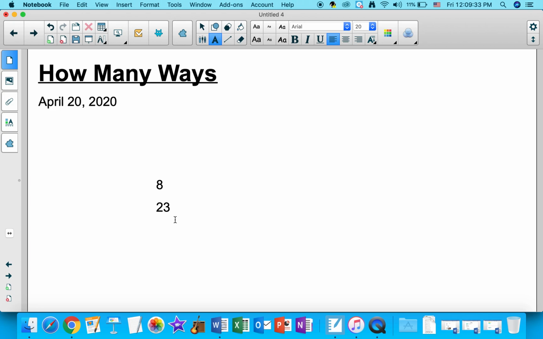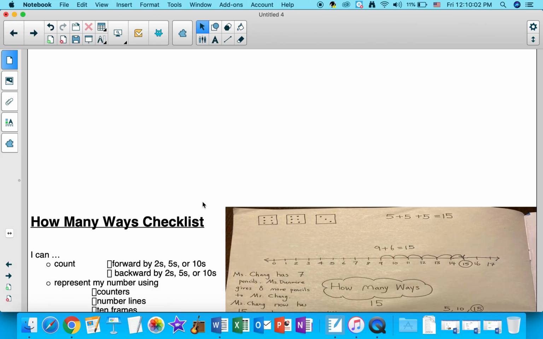The last part of this lesson, I would like to go over the checklist with you. So after you finish your how many ways activity, you can find the checklist and go over it. If you need some help or support, ask your parents to go over it with you. If you already know how to go over the checklist by yourself, go ahead and do that.